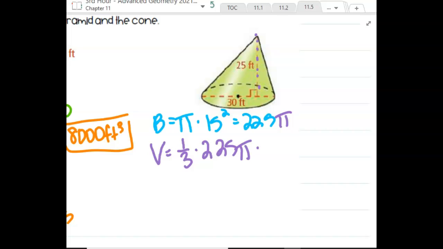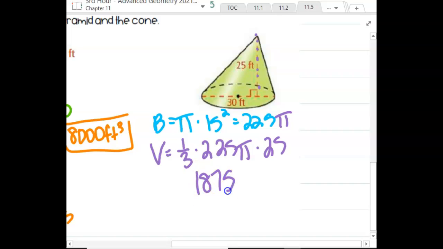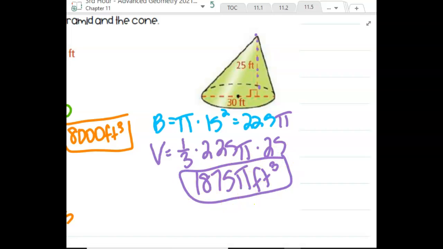If it's oblique, it's not going to come down to the center, but it does come down to the base. Okay, so my height is 25. Let's just leave it in terms of pi, so we would get 1,875 pi feet. That's all we want today.